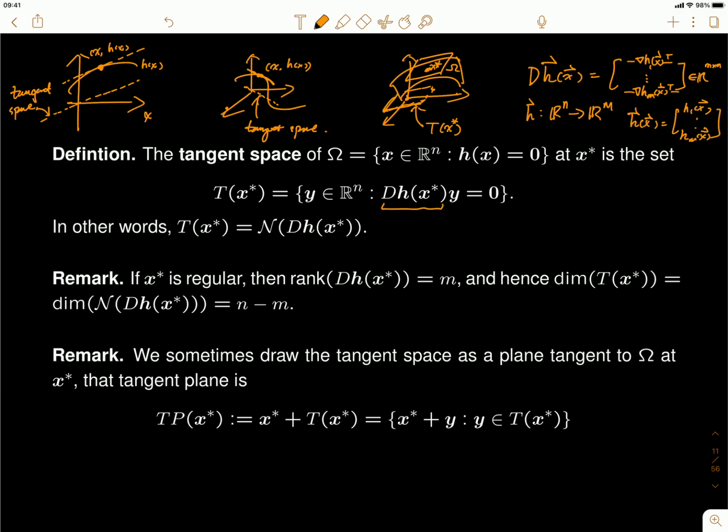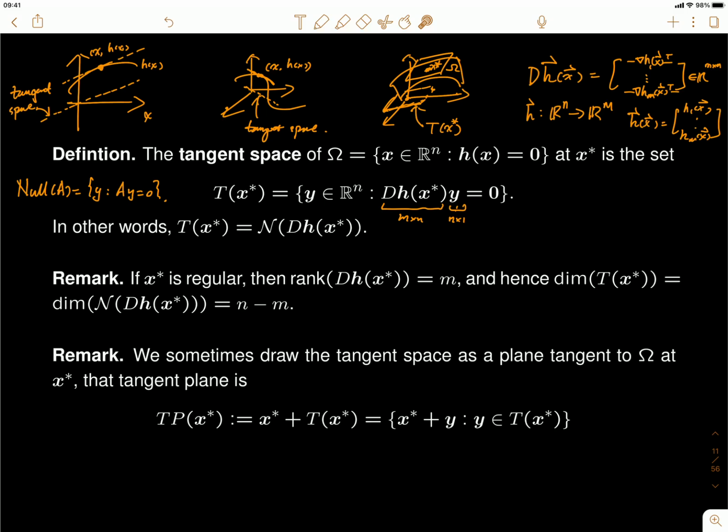So here, this is m by n, and this y is an n-dimensional vector, n by 1. So this tangent space is essentially just all the vectors y such that when we multiply this Jacobian matrix by y, you get 0. And this is essentially just saying that y is in the null space of this Jacobian. Remember the null space of a matrix A is all the vectors y such that Ay equals 0. Now this Jacobian plays the role of A, and y is the vector in the null space. So this tangent space is essentially just the null space of this Jacobian matrix. That's what we're trying to say here. This N means the null space.